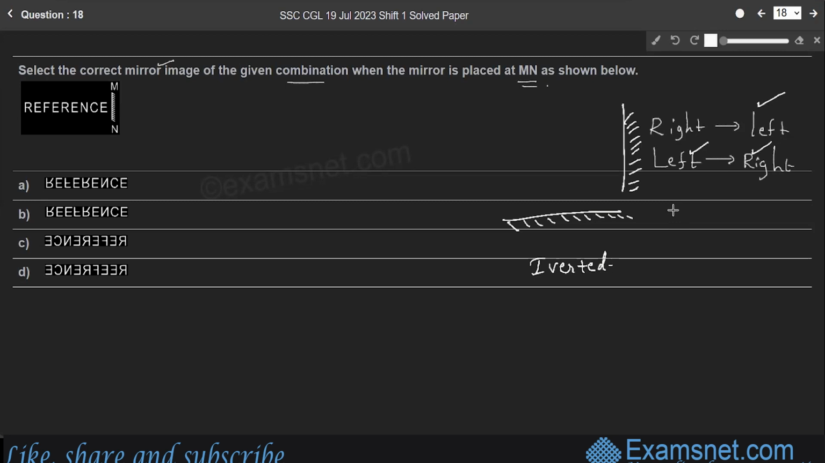So we'll consider the given figure, and it is a set of letters. The word is reference. Here, the rightmost letter is E. So the image of E will be like this. Since E is not a symmetrical letter, the image of E will be like this.